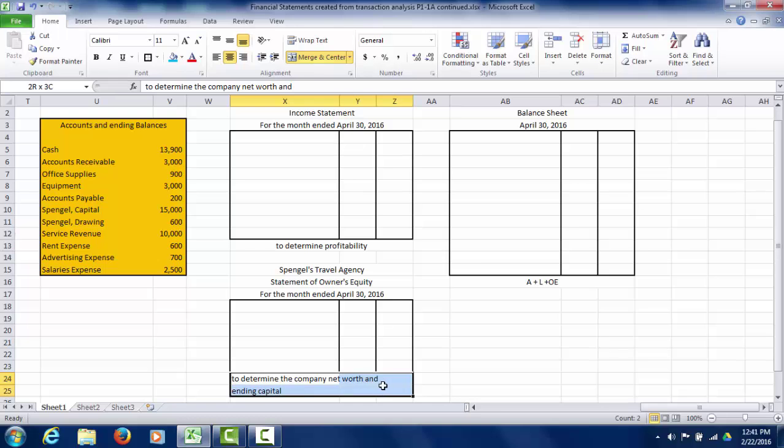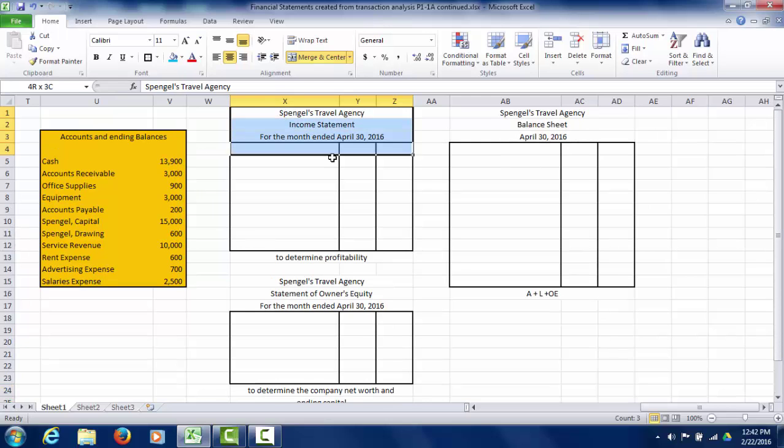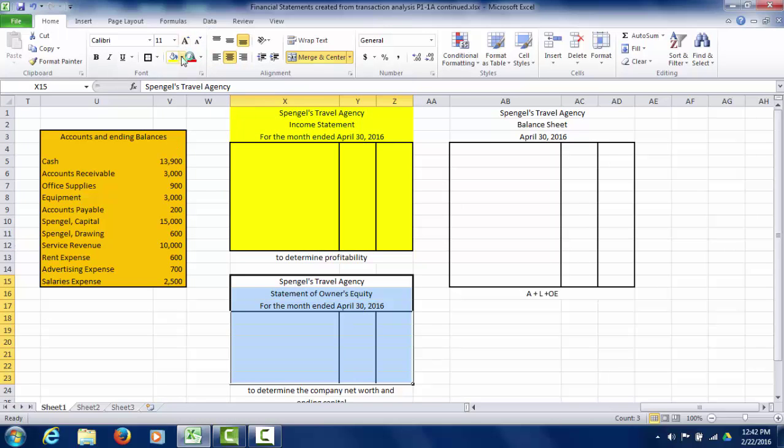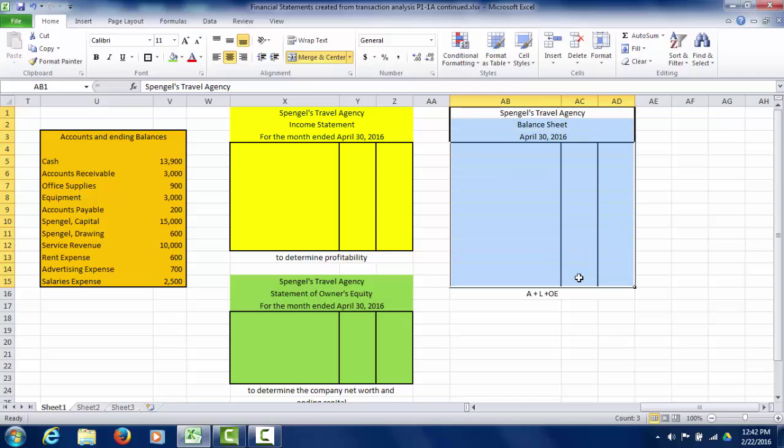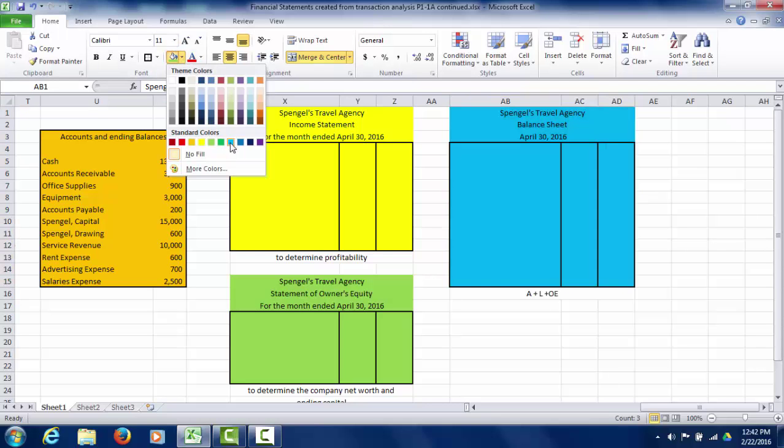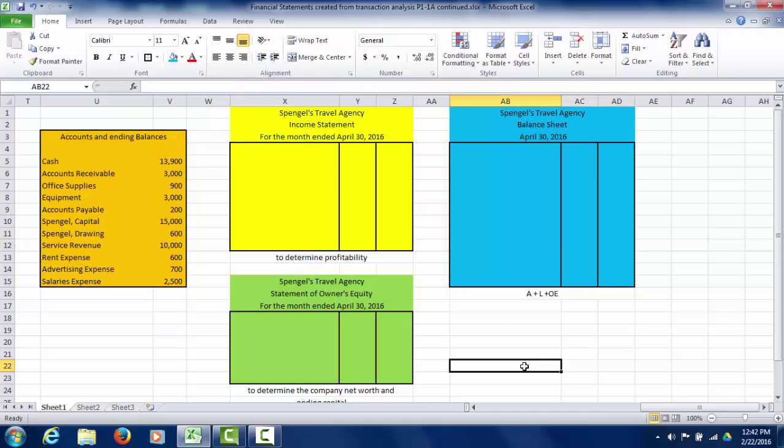All right, so let's go ahead and do these financial statements. Okay, so here goes. Let me just clean up this little area down here, and then we'll be ready to rock and roll. All right, so I'm going to color code these documents, so it's just a little bit easier to follow as we go through. I'll make the first one yellow. I'll make the second one, let's make it green, and let's make the balance sheet blue. And I'll show you how this will actually come in handy as we go through this process.